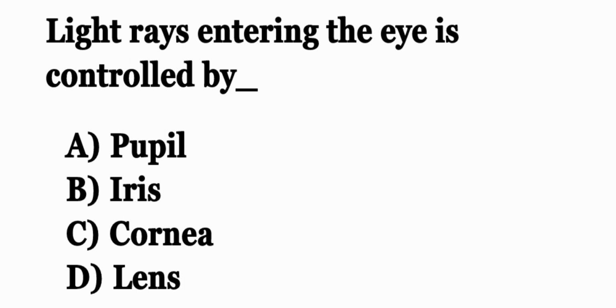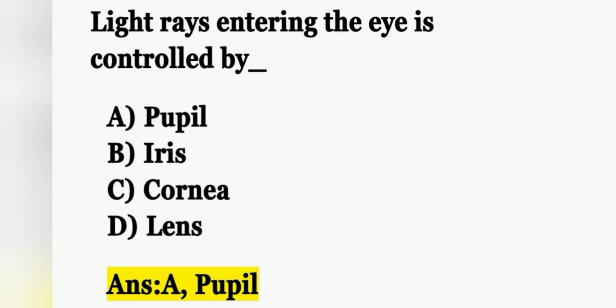Light rays entering the eye are controlled by: option A, pupil; option B, iris; option C, cornea; option D, lens. The correct answer is option A, pupil. Light rays entering the eye are controlled by the pupil. Move on to the next question.